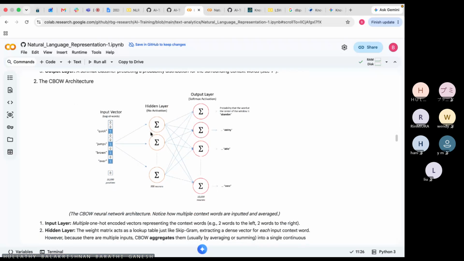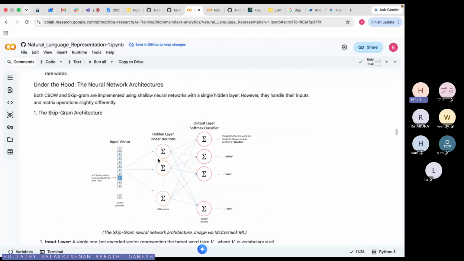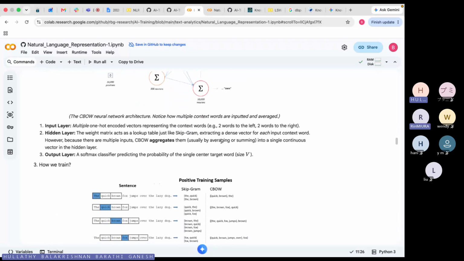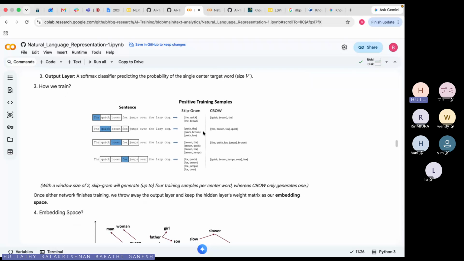And the continuous bag of words is just the opposite of the skipgram. The input is the context, and the output is only one target word; you will be predicting the target word of interest. Here you can see an example of how we formulate the input-output pairs. In this specific sentence, the quick brown, the window size we are taking is 2.